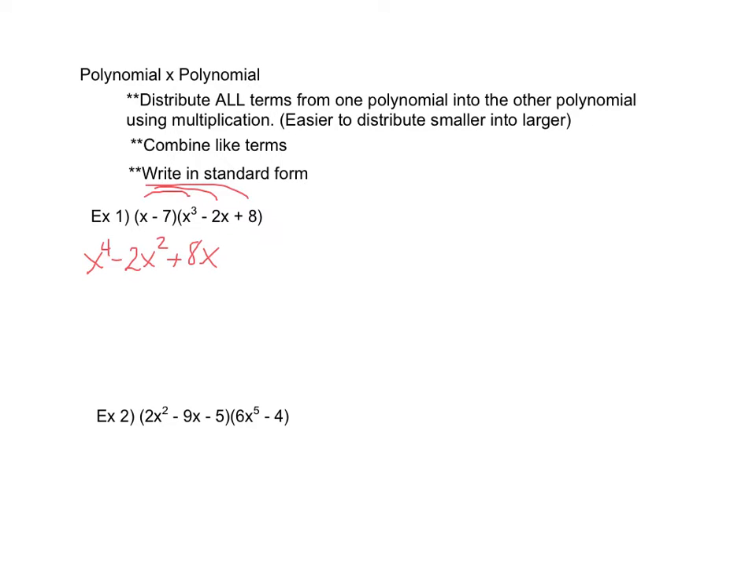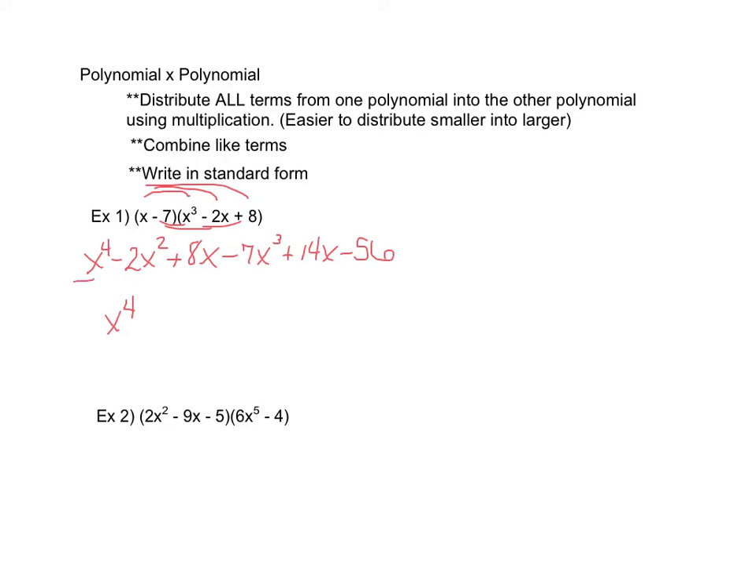I'm now going to do the same thing with the minus 7. Remember, sign belongs to the number. So I'll have minus 7x cubed plus 14x minus 56. I've now distributed everything from one into the other, so I'm ready to combine like terms. I see I don't have any other degree 4 terms, so I'll say x to the 4th.